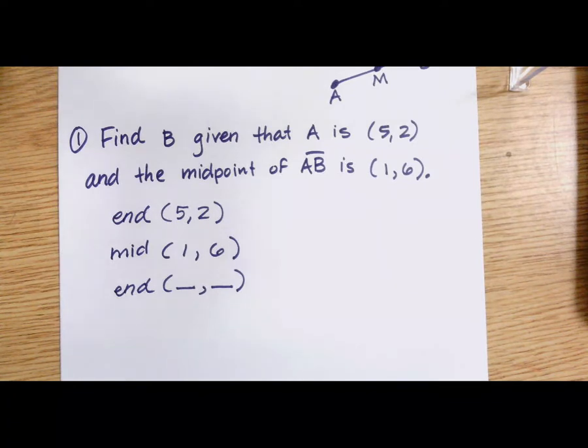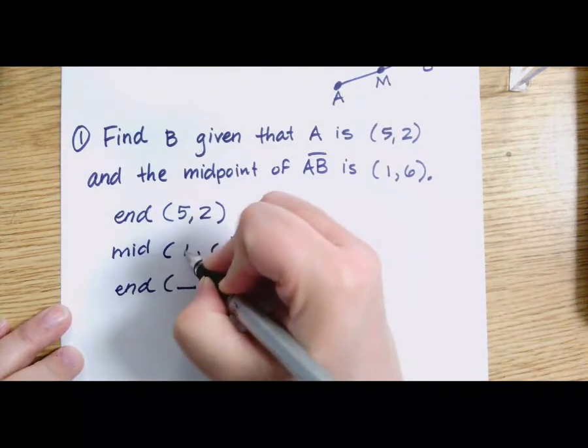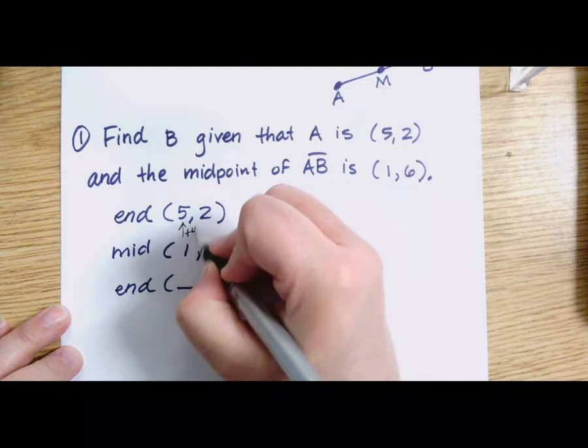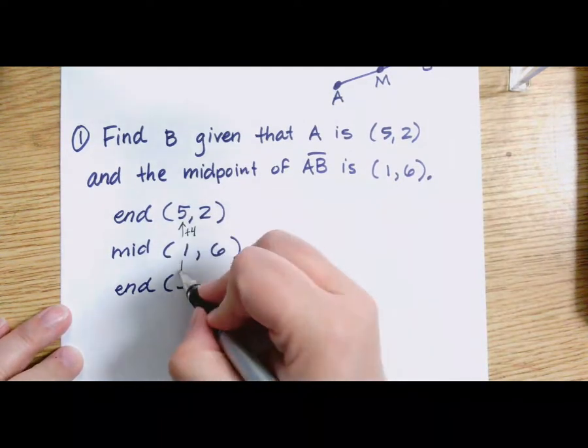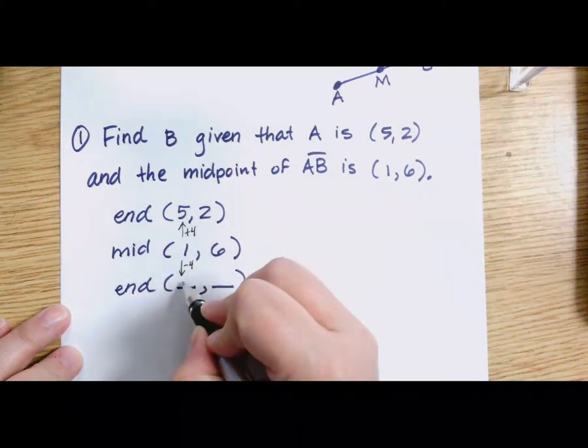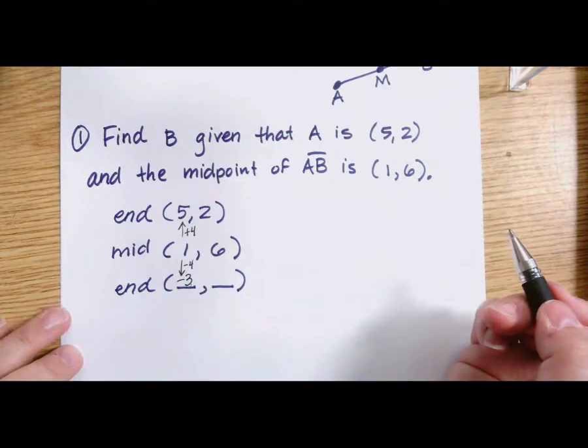Let's use this pen. In other words, if this is in the middle, from 1 to 5 is going up 4. So if I want to go from the middle to the other direction, I would go down 4. So this point is at -3, that x value of this point.